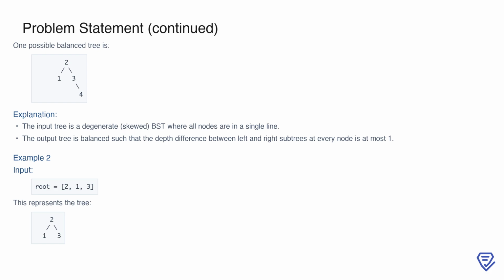One possible balanced tree for the first example is shown here. In this tree, the root is now 2, and it has two subtrees. The left subtree contains the node 1, and the right subtree contains the node 3, which itself has a right child. This tree is balanced because the depth difference between the left and right subtrees of every node is at most 1. The input tree, being a single line, was unbalanced, but now the output tree satisfies the height-balanced property while maintaining the BST structure. For instance, all nodes in the left subtree of 2 are less than 2, and all nodes in the right subtree are greater. Now, let's consider another example.